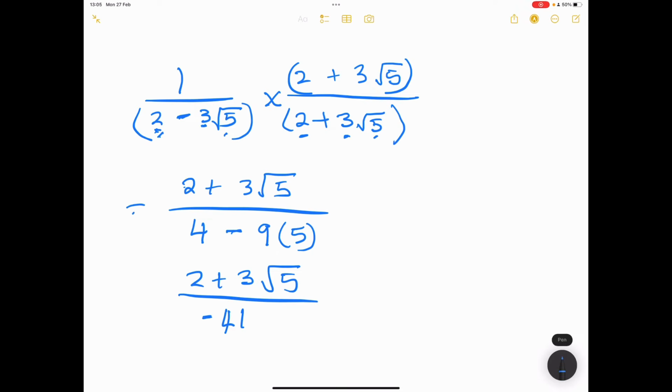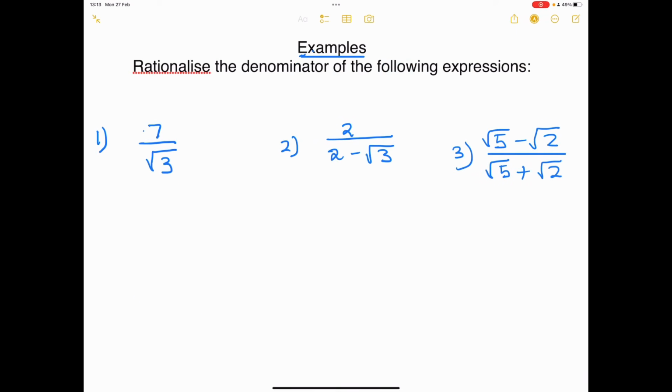I hope that it does make sense, ladies and gents. And of course, with examples, we can reinforce what we've learned. All right, now let's get right into it. So our examples, they say rationalize the denominator of the following expressions.